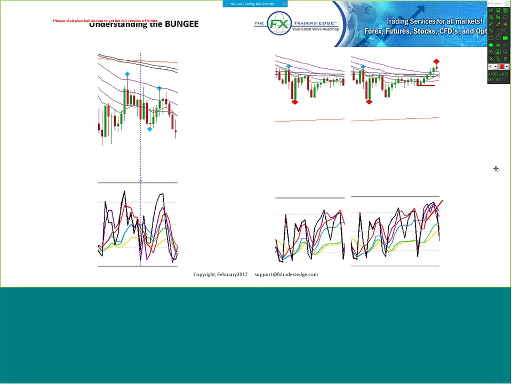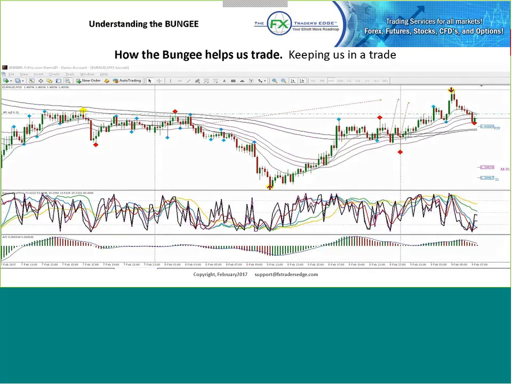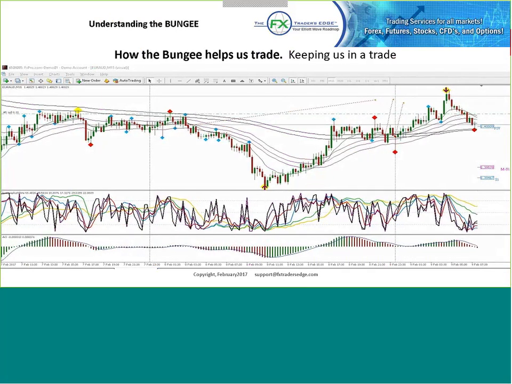Okay. Let's look at this sequence then. I need to change that. There we go. Let's look at this sequence for how the bungee keeps us in a trade.